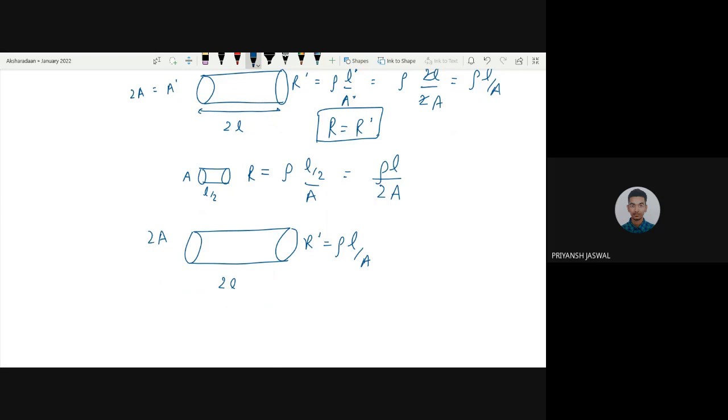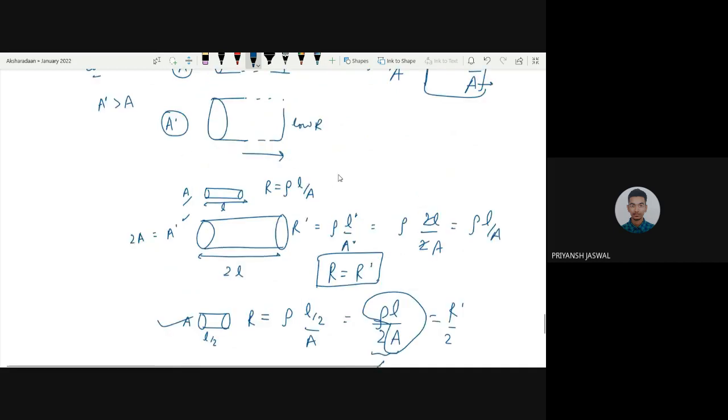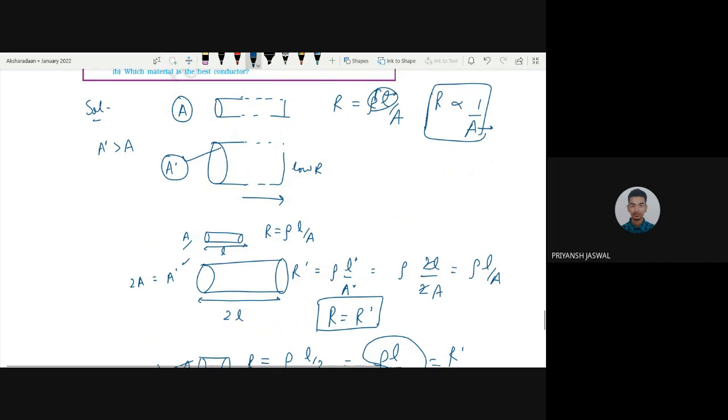So for the thinner wire here, the resistance comes out to be R prime by 2, because rho L by A is the resistance of the thick wire, that is this one. So we see that even the thinner wire can have lower resistance depending upon the length of the two conductors. So in this case, this will have more easy path for the current. In this case, both of them. And for same length, the thick wire.